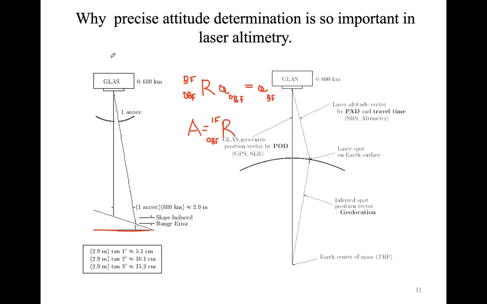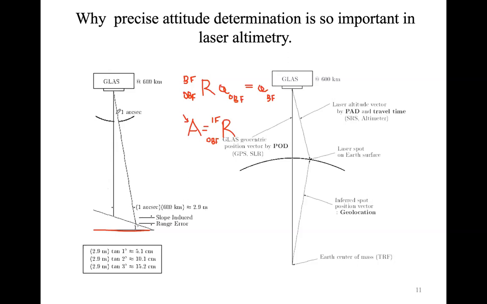From your attitude, you should be 90 degrees pointing. So basically, you should be able to look at the surface vertically. But if you have an error in the attitude matrix, for example, an error of 1 arc second, your instrument or your spacecraft is pointing with 1 arc second of error. So basically it is measuring this distance instead of that one.